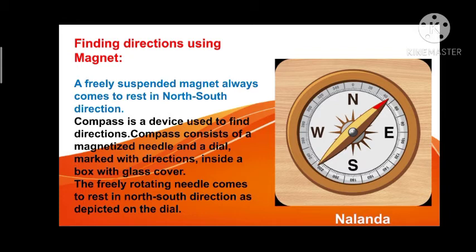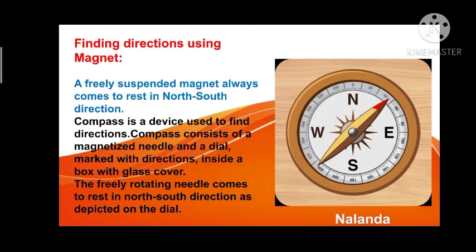Now, what is a compass? Compass is a device used to find directions. It consists of the magnetic needle as shown in the diagram here, a dial marked with the directions, with a glass cover. This glass cover is very important because it is a non-magnetic substance. Hence, it will not give you wrong directions.